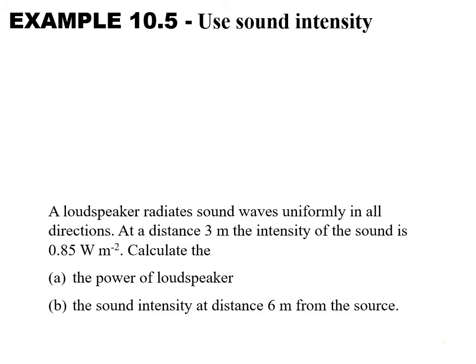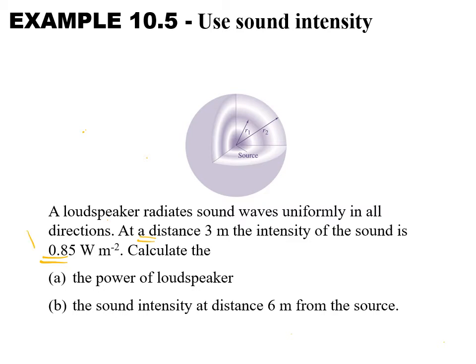Example 10.5, you need to use sound intensity. Based on this question, a loudspeaker radiates sound waves uniformly in all directions. At a distance of 3 meters, the intensity of the sound is 0.85 watts per meter squared. You need to calculate the power of the loudspeaker and the sound intensity at a distance of 6 meters from the source.